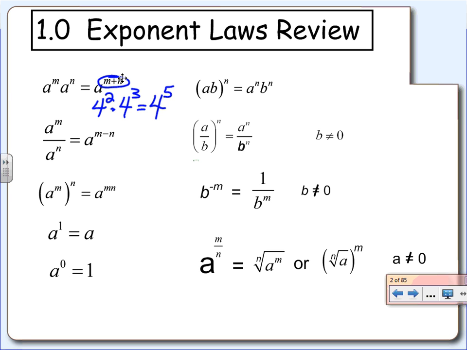The exact opposite of that is when they're dividing. A fraction line means divide, so if you're dividing, you're going to subtract the exponents. So if I've got 5 exponent 11 over 5 exponent 9, I'm going to get 5 squared. Okay?